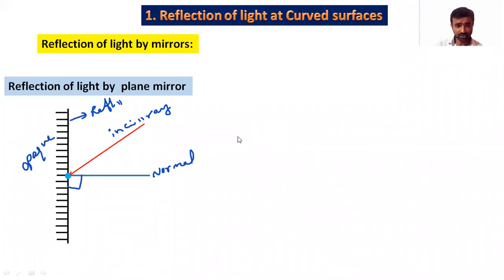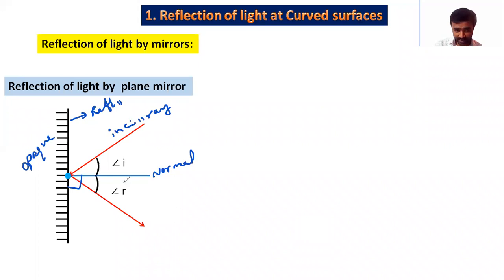Simply here that ray reflects back, right? So here we will follow the laws of reflection. Angle of incidence is equal to angle of reflection. So here angle of incidence is I. So what is the reflected angle? Angle of reflection. So it is exactly equal to angle of incidence, right?